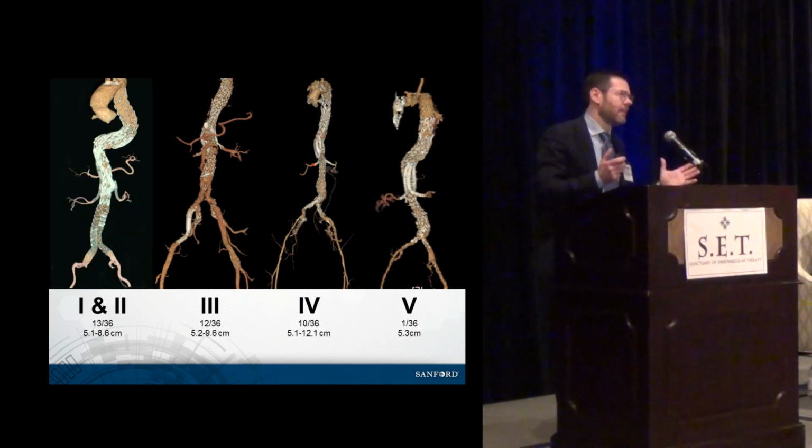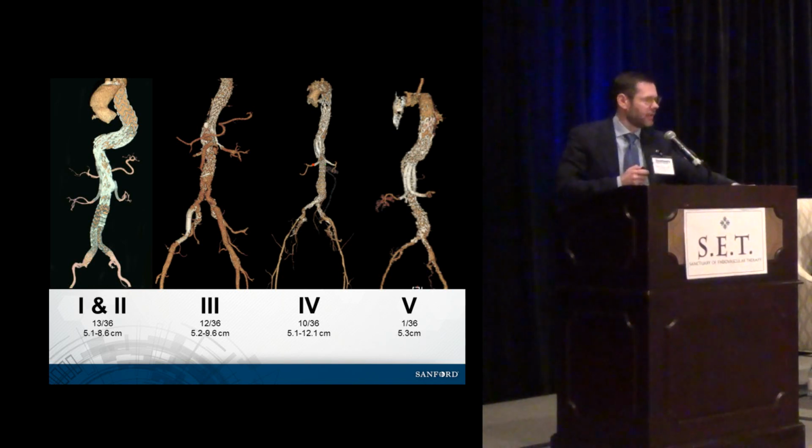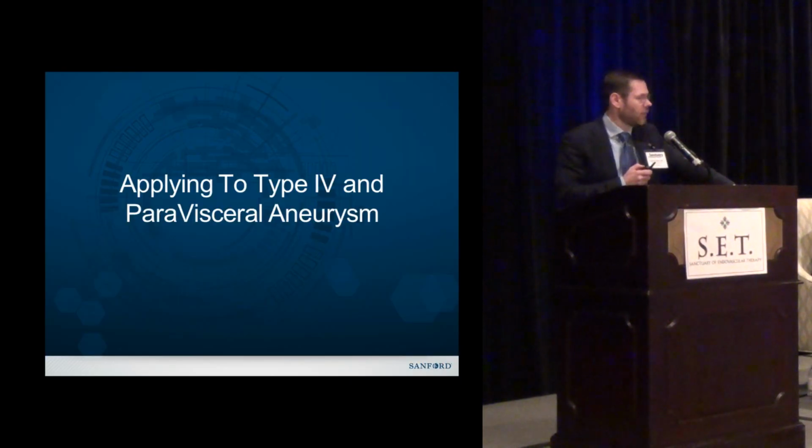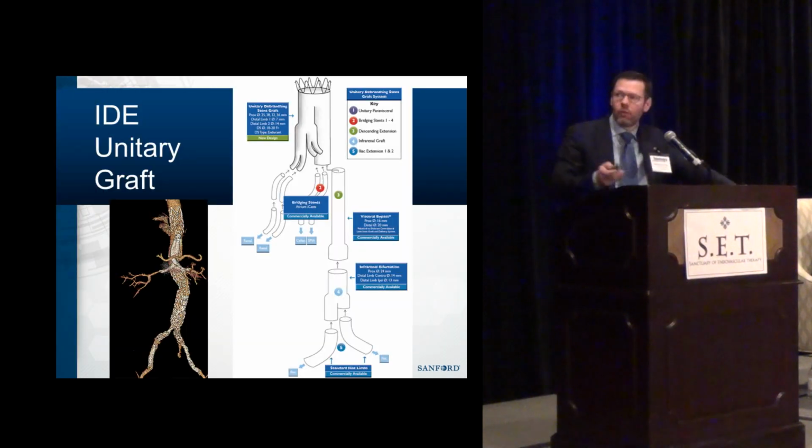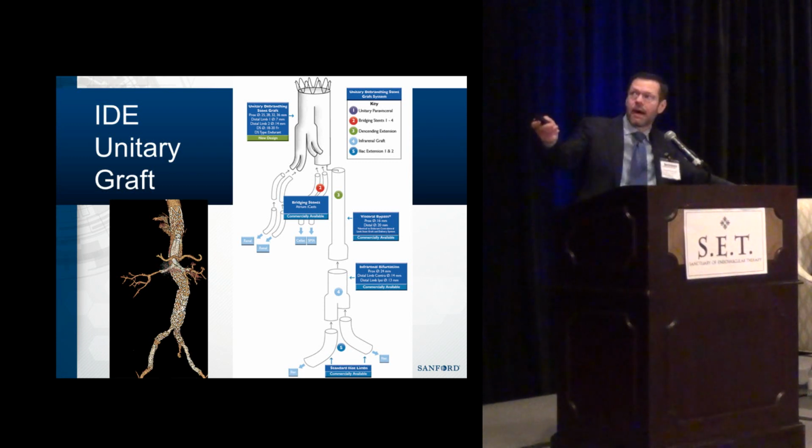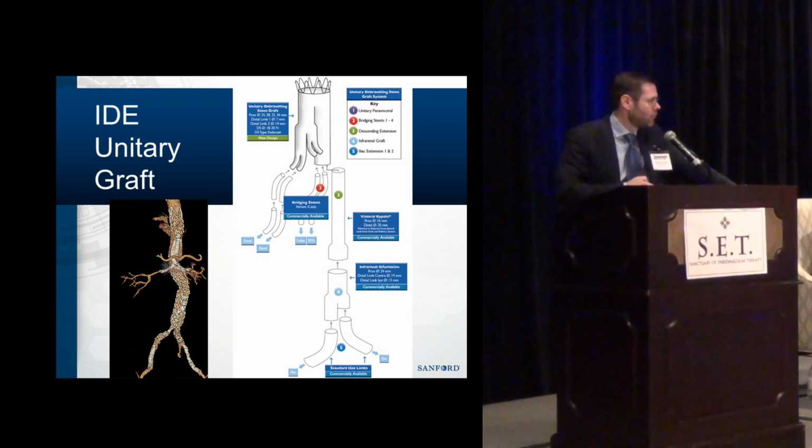But we're covering a lot of aorta. How do we apply this to cover a little less aorta? That's where we've moved now to our unitary graft, which is still the same design concept with proximal deployment, endo bypass, and delayed seal. And it's a modular system, once again trying to create an off-the-shelf product.